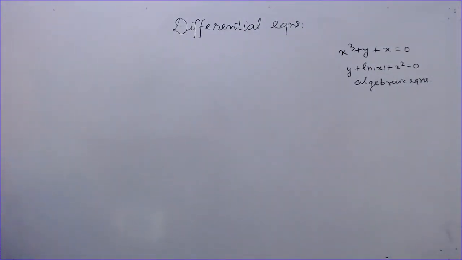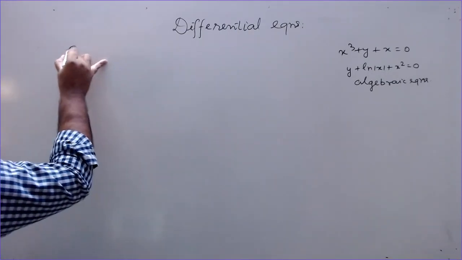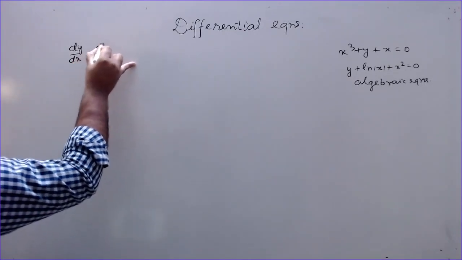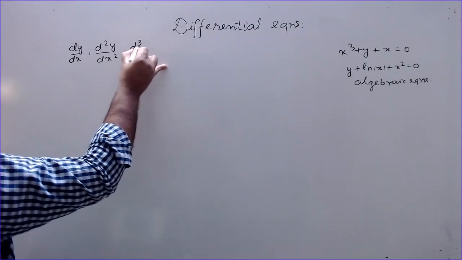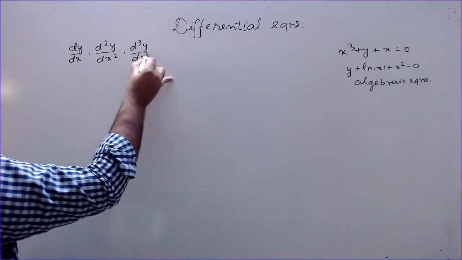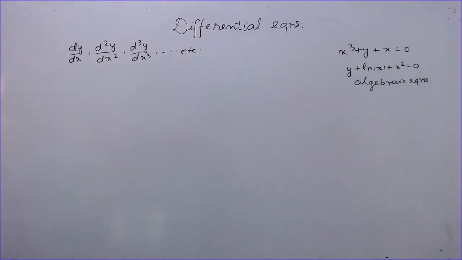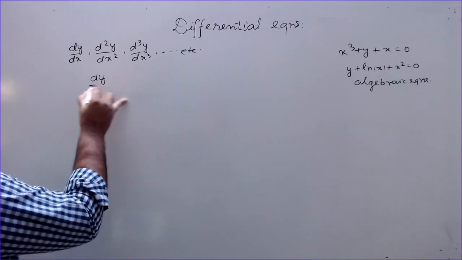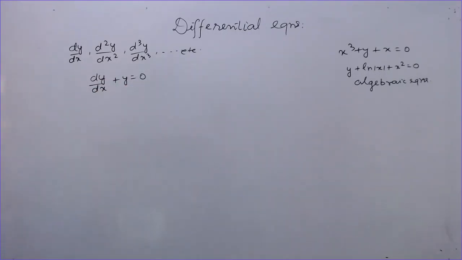But if the equation involves the derivative of one variable with respect to x, like dy by dx, or the second derivative of y with respect to x, third derivative, etc., then these equations are called differential equations. A differential equation can be written in this form: dy by dx plus y equal to 0. So this is a differential equation.